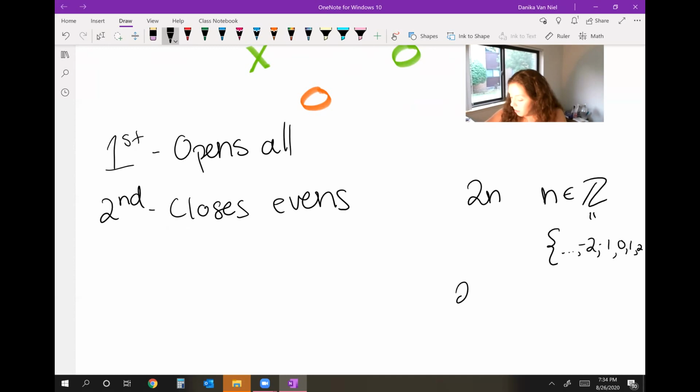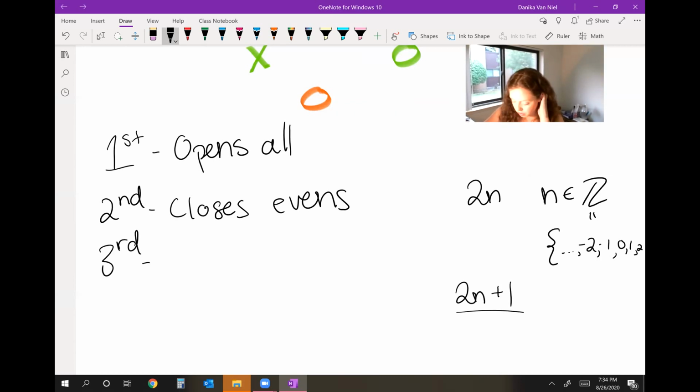And then an odd number is anything that's one off from an even number. Okay, so if you notice, every even number, you can just add 1 or subtract 1 and you get an odd number. So that's basically what we say. So it can look like this. You can write any odd number like that, like an even number plus 1, or you could say -1. Okay. All right, so the second student closes evens.